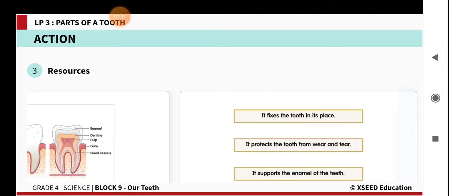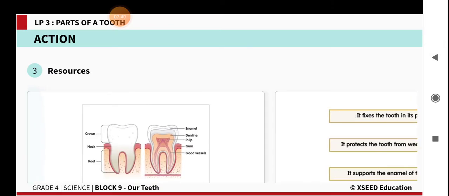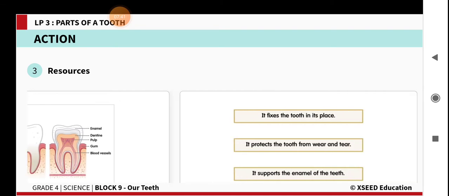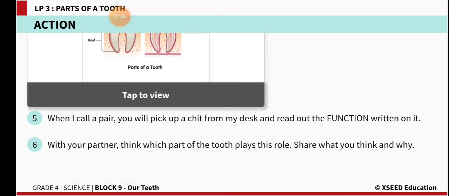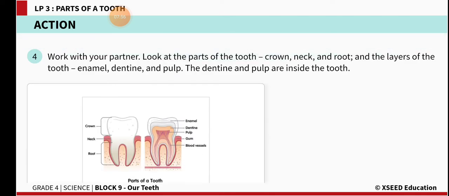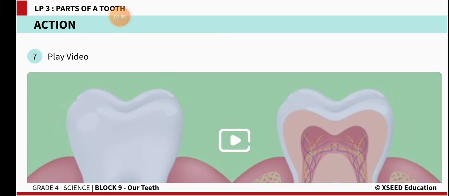Now we will see the video to understand more about the structure of your teeth. You will pick up a chit from the desk and read out the function written on it. Okay. So you watch the video.